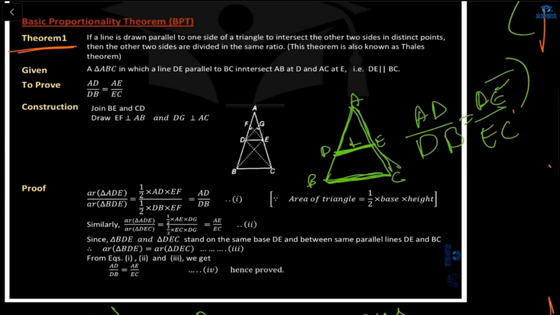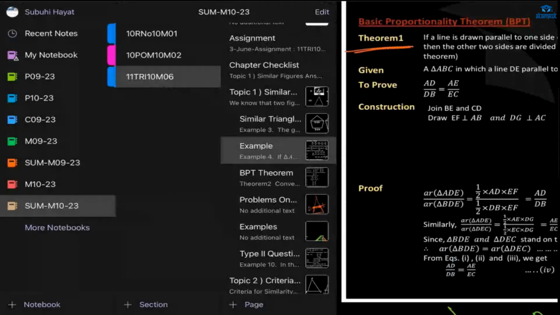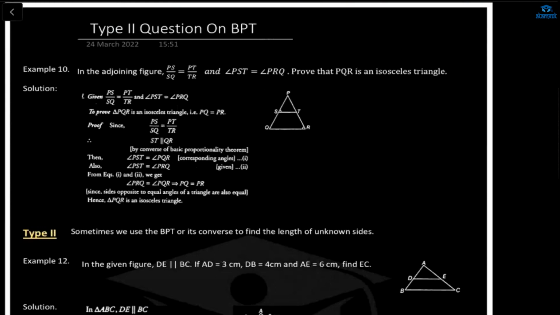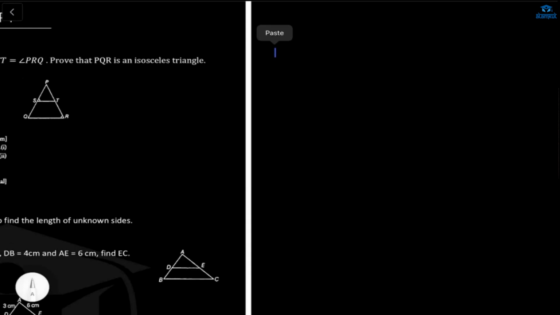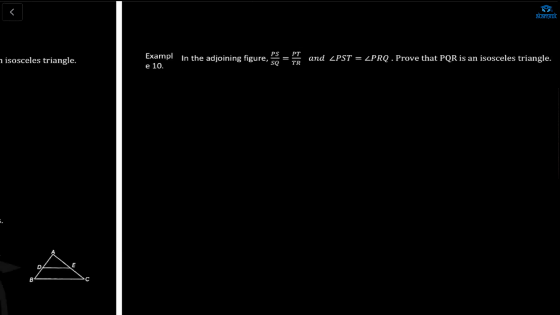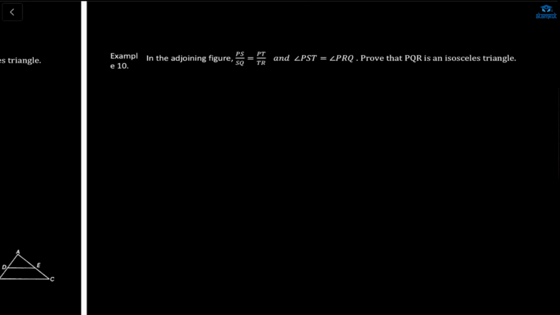Okay. Now let's see some of the examples. We were actually doing the examples. Let's see two or three more examples, and then we will move to another topic. Now example number 10. In the adjoining figure, PS by SQ is equal to PT by TR. It is given to you here that the figure is this: P, Q, R, S.